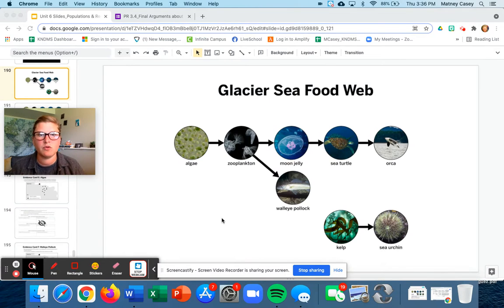What happened to this moon jelly population? Why is it increasing in the Glacier Sea? We've explored this food web a lot that you see on your screen. And right now, I asked you which one of these populations you think could affect the moon jelly population. Right now, all of those are looking pretty possible.